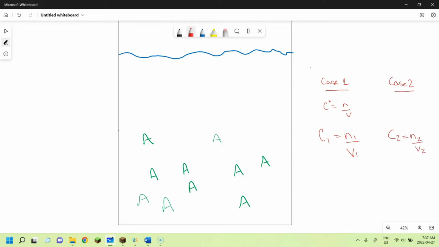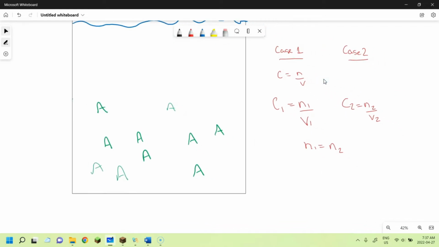Even though my volume has changed, my number of A particles, or my number of particles in the solution, has stayed the same. So what that means is that my number of moles has remained constant. The number of moles in both cases is the same. So if I take this formula and isolate for moles, I can get C1 V1 is equal to n1, and I can get C2 V2 is equal to n2. Since they're equal, I can get C1 V1 is equal to C2 V2.